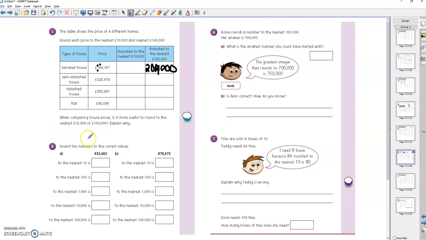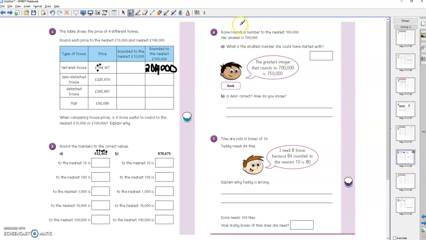For number 5, it's asking you to round the numbers to the correct values. So this number here to the nearest 10, think about what's in the ones column. When it's to the nearest 100, what's in the tens column? When it's to 1,000, what's in the hundreds column? When it's to the nearest 10,000, what's in the thousands column? And when it's to the nearest 100,000, think what's in the 10,000 column. And do the same on this side as well.